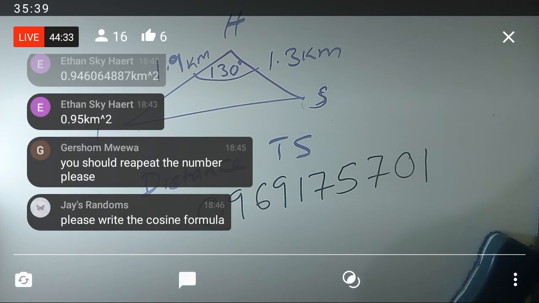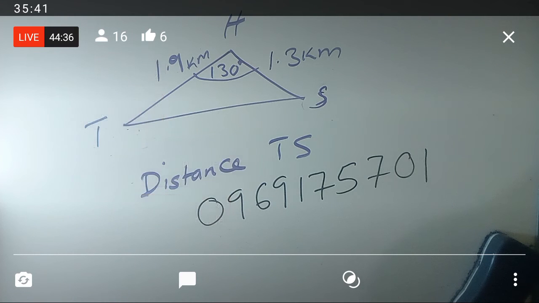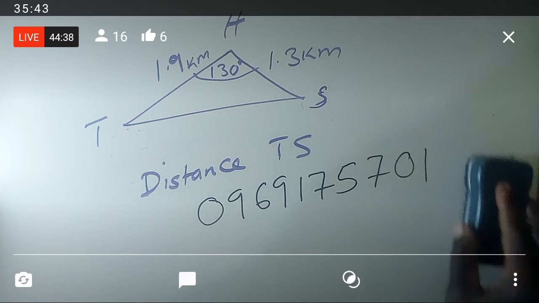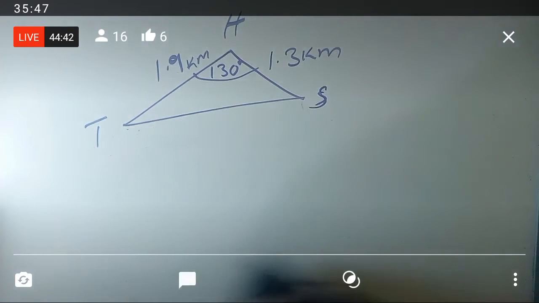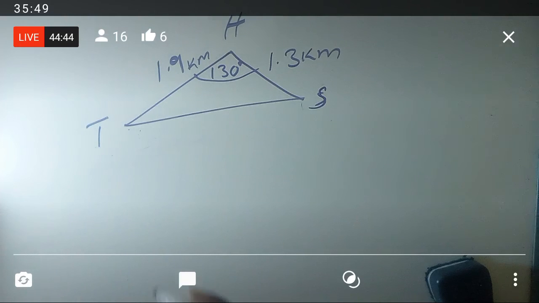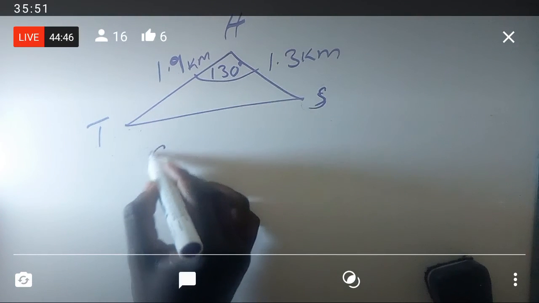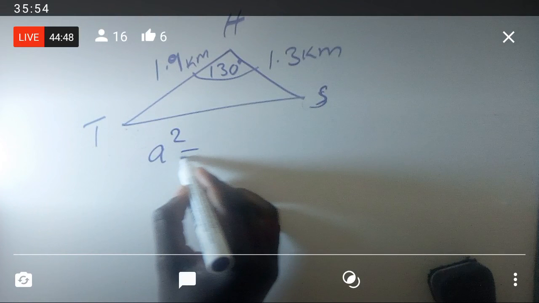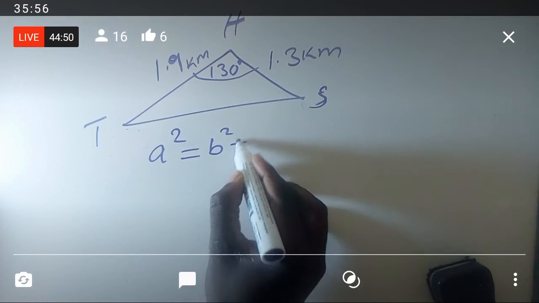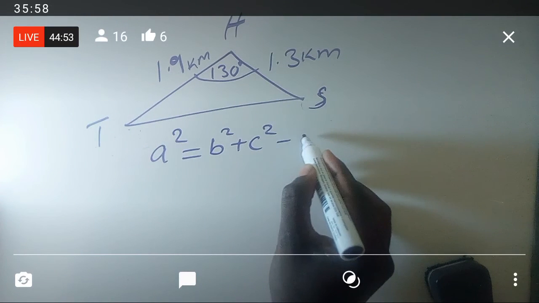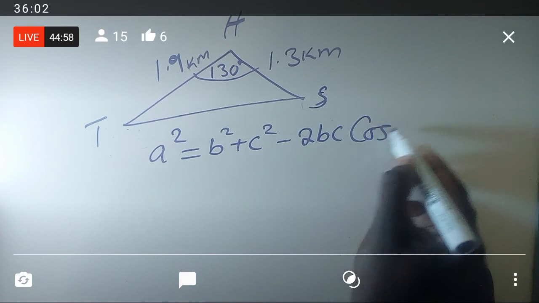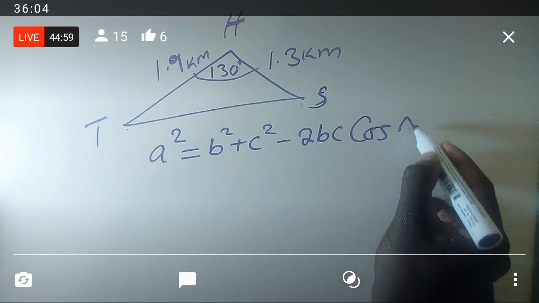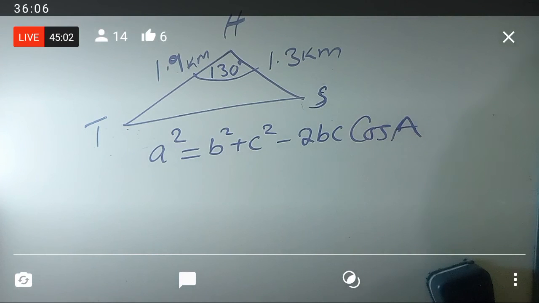Oh, you want me to write the cosine formula? Okay. So we know that we're using the cosine rule. The formula looks like this: A squared is equal to B squared plus C squared minus 2BC cos A. So this is the formula for the cosine rule, and you need to use it.